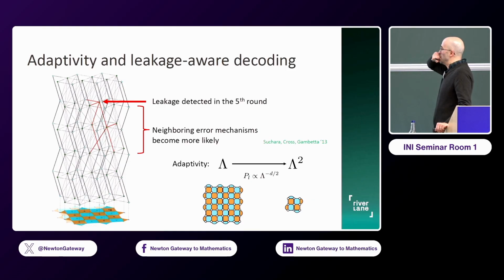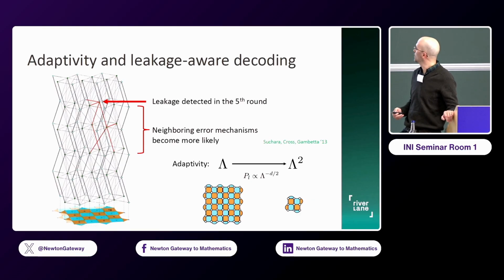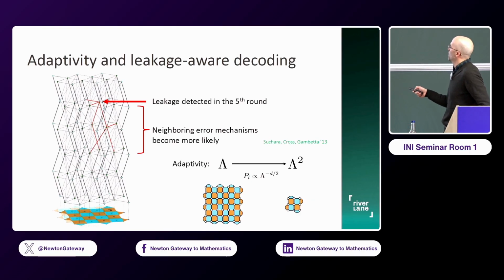Now I will argue in the following couple of slides that doing such adaptation greatly improves the accuracy of our system. And I'm going to quantify the improvement in the accuracy of our system as the squaring of this quantity lambda. So there's a quantity that you can use to benchmark how well you're doing quantum error correction. The larger the quantity, the better you're doing. This lambda needs to be bigger than 1. And I'm going to claim that it's squared when you do this adaptivity procedure.